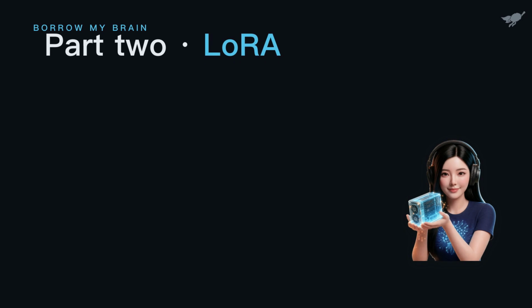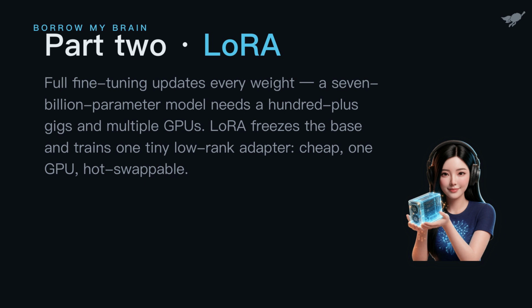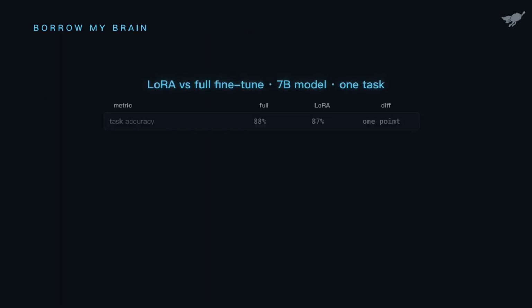The second part, LoRA. Even if you do decide to fine-tune, don't jump straight to a full fine-tune. A full fine-tune updates every single weight in the model. For a 7 billion parameter model, just the weights, gradients, and optimizer state you have to hold during training run to 100+ gigs of RAM. Usually more than one GPU can fit, so you need several. LoRA takes a different approach. Freeze the base model. Leave it untouched, and only train a tiny low-rank adapter hung off the side of each layer.